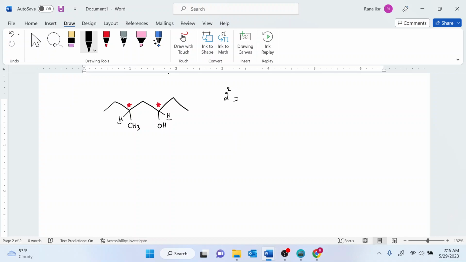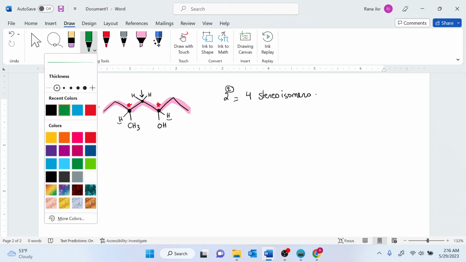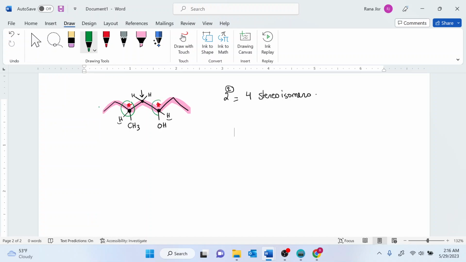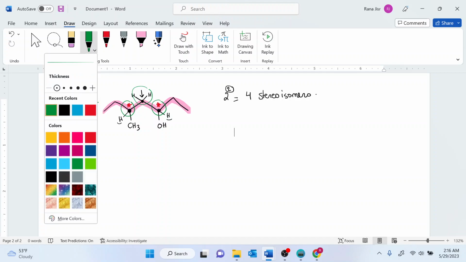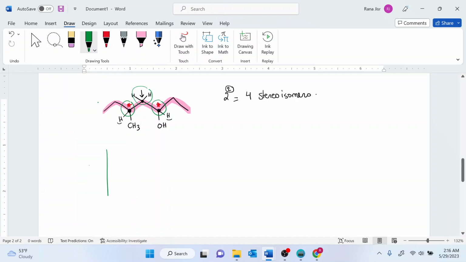The number of stereoisomers is 2 to the n, where n is the number of chiral centers. I have 2 chiral centers in there, so this is a total of 4 stereoisomers. I have a chiral center here and a chiral center in there, and in between there is a CH2. So I'm going to start drawing my Fischer projection. Here you go. This is going to be my CH2, this is a hydrogen and this is a hydrogen.